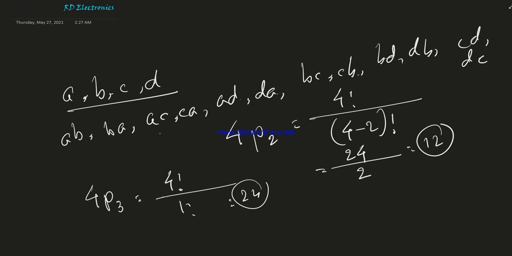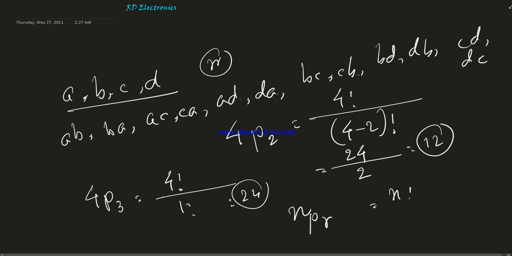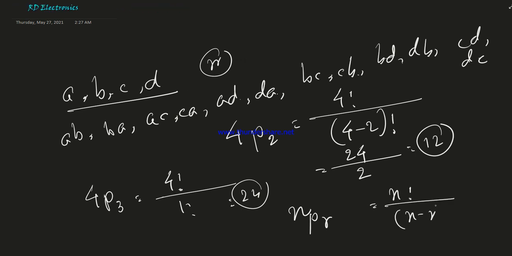Now it is found that the number of arrangements of distinguishable objects by taking r at a time, therefore the permutation formula is nPr. So this is a very famous rule. Therefore this is equal to n factorial divided by (n minus r) factorial.